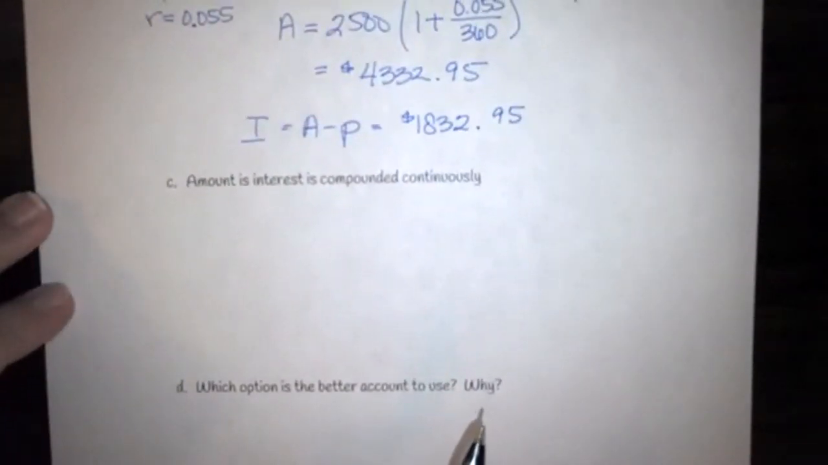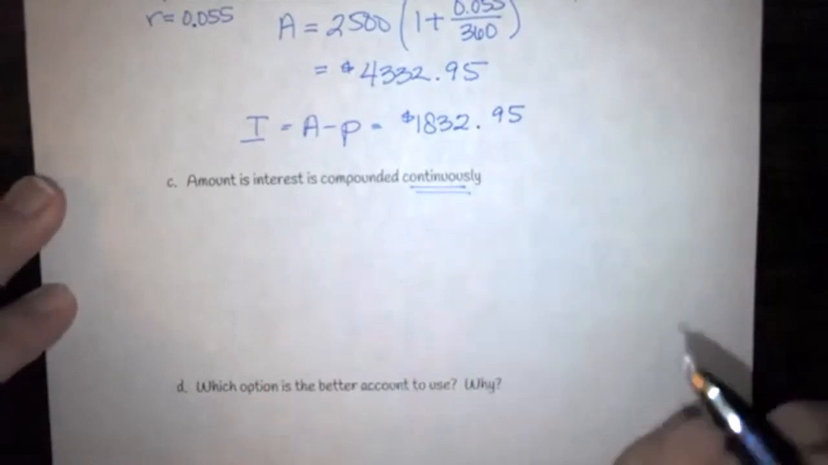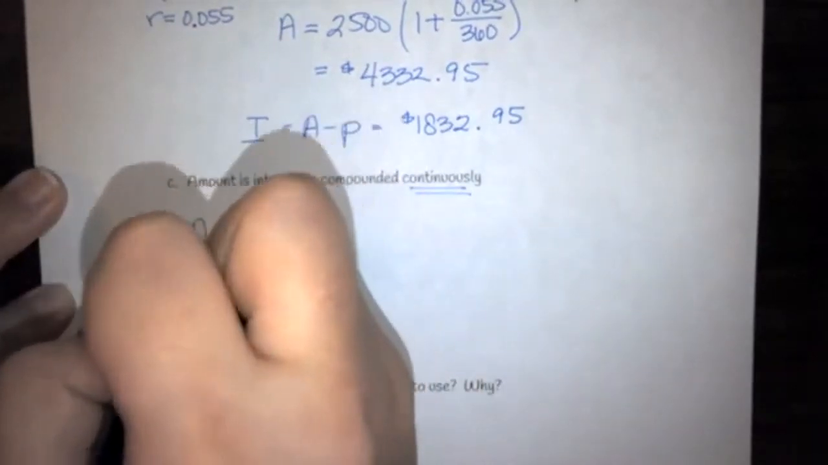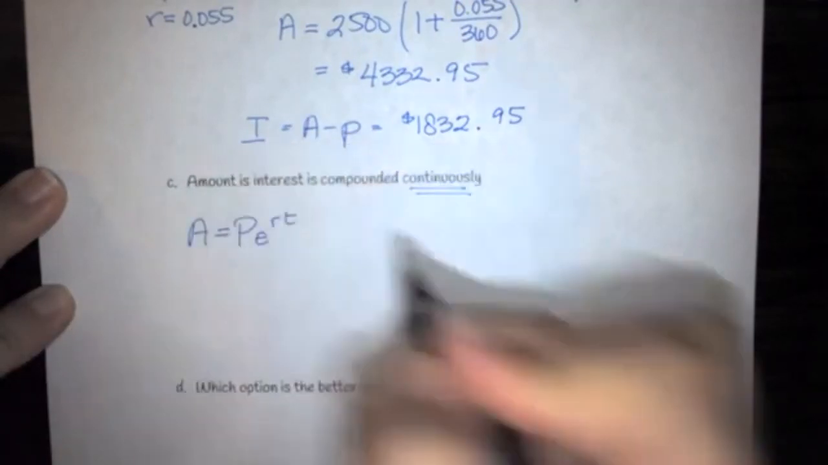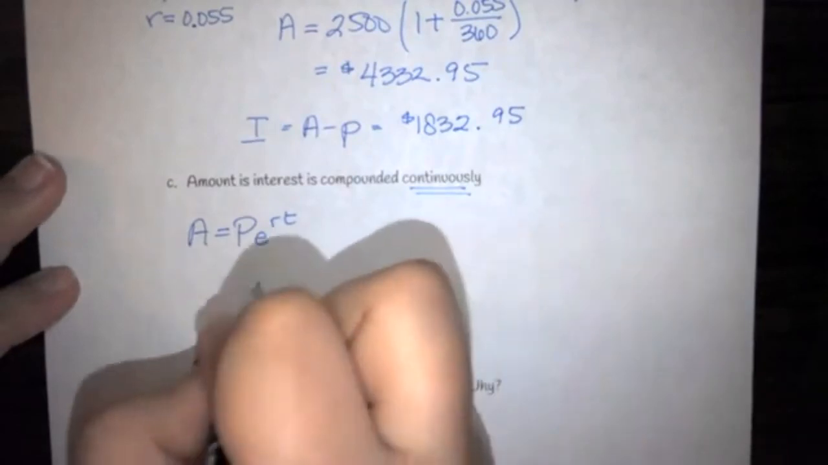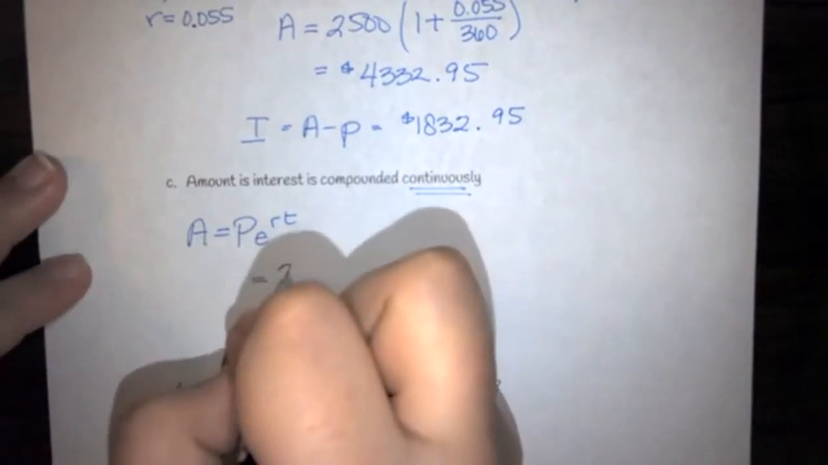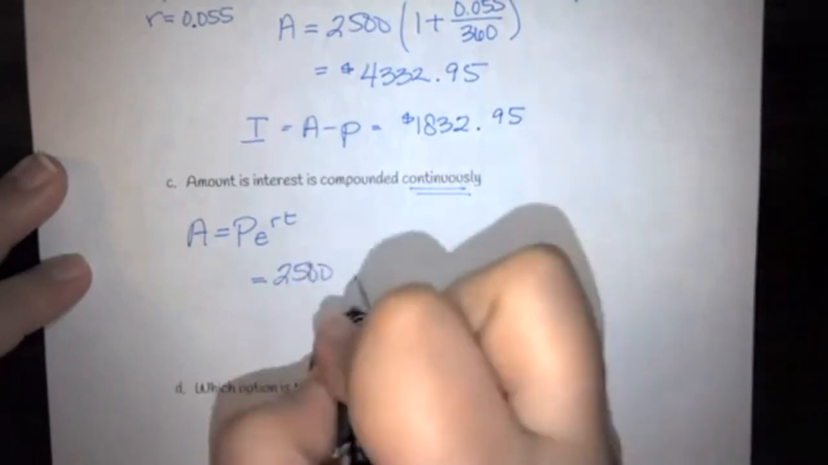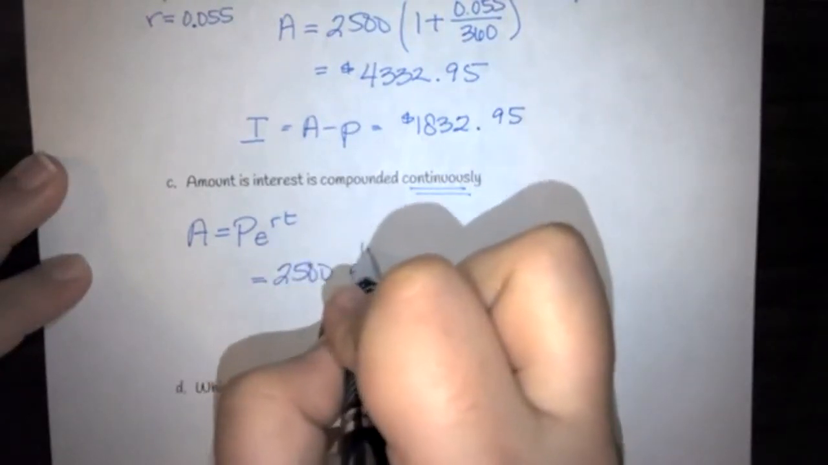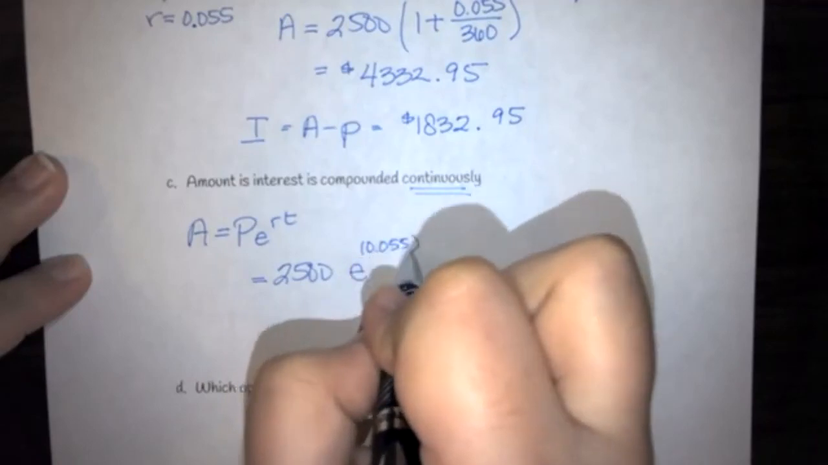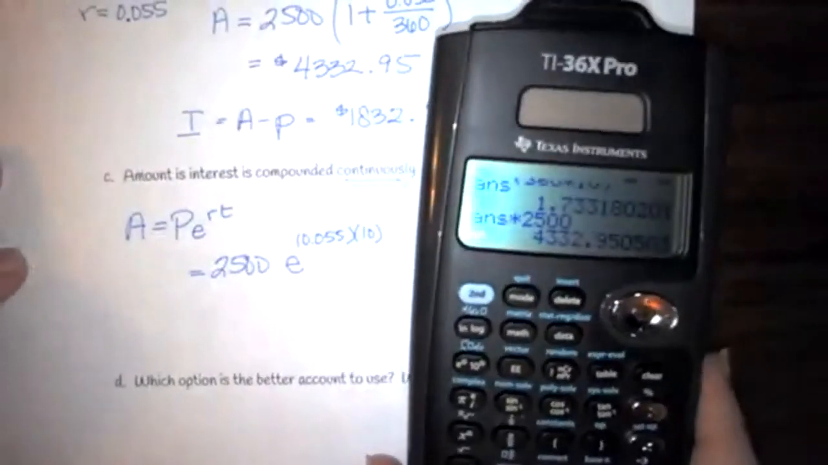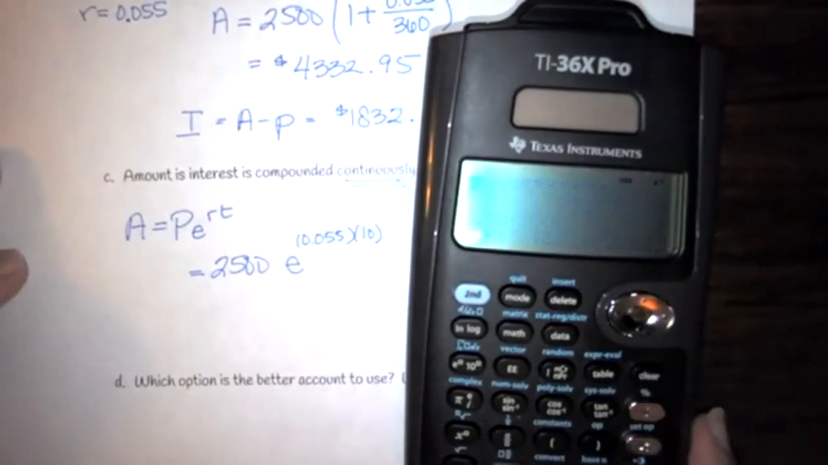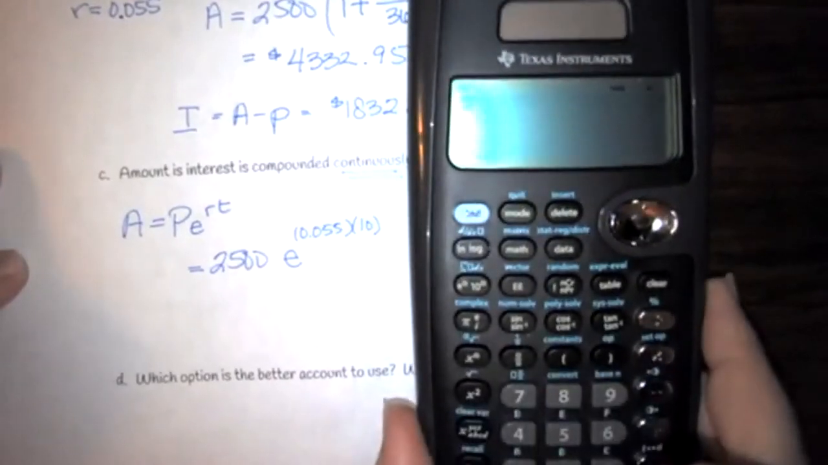Last but not least is compounding continuously. Continuously means my equation has changed. A equals P e to the RT. So in this case, we're going to have 2,500 e raised to the 0.055 times my 10 years. So again, handy dandy calculator. Let me clear this out.